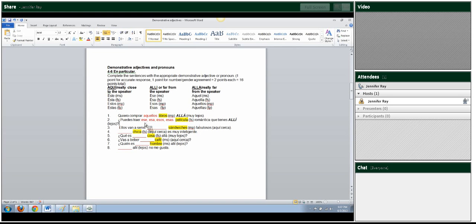Ese is masculine singular, so I'm going to get rid of it. The next one I'll come up to is esa, that is feminine and singular. Feminine singular, I have a match, so I can get rid of the rest of them.